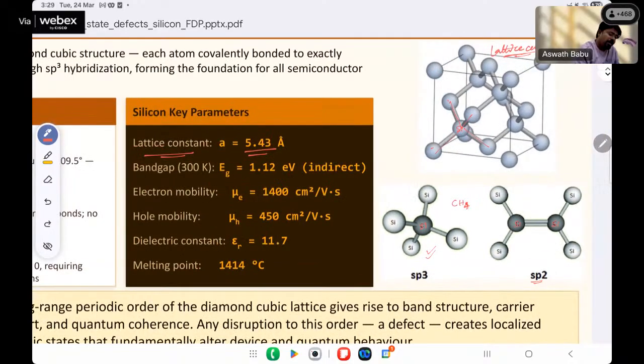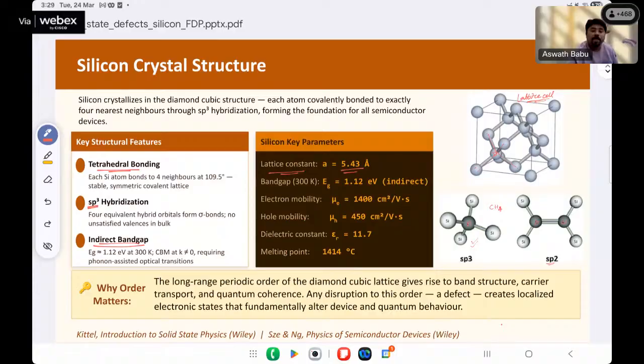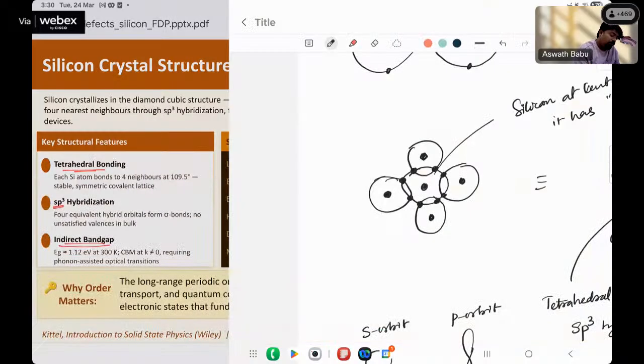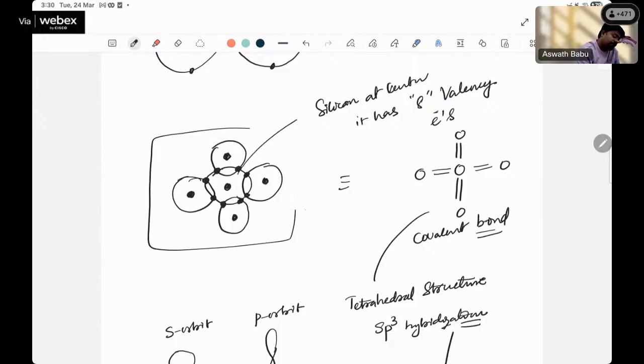So basically, silicon consists of such a nicely packed structure. Band gap is 1.12 electron volt, indirect. Inside this, the electron mobility is represented with mu e. And there is something called holes that can be formed. We'll come to that. If you notice the structure of silicon, sometimes the shared electron can just go out and move freely.